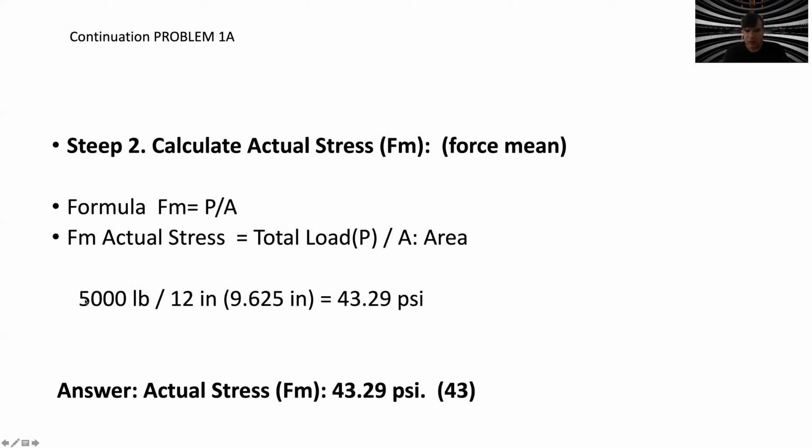Well, we have the total load that is 5,000, but the area is not the thickness, it's the thickness for every foot long. Well, we need to multiply 9.625 by 12. That will be the area of 1 linear foot of that particular wall, and it is supporting 5,000. Well, we need to divide 5,000 by that particular element. That means that every square inch will be supporting 43.29 pounds. We are done with step 2.